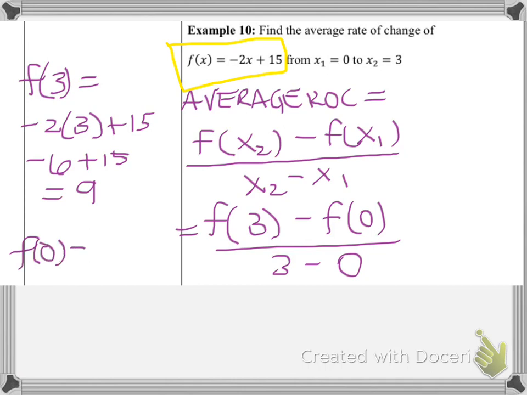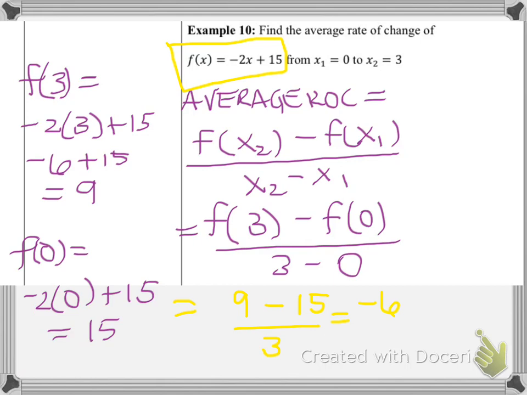Then f of 0. Now 0 is my input. And so wherever I see an x, I plug in 0. So that's negative 2 times 0 plus 15. And so f of 0 is 15. All right. So now we go back and plug in. f of 3 is 9. So we have 9 minus f of 0, which is 15, over 3. So that's negative 6 over 3. And that's negative 2. And so that's our average rate of change for that function. Okay.